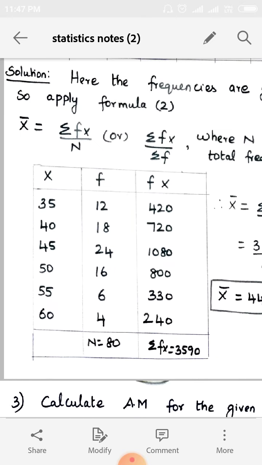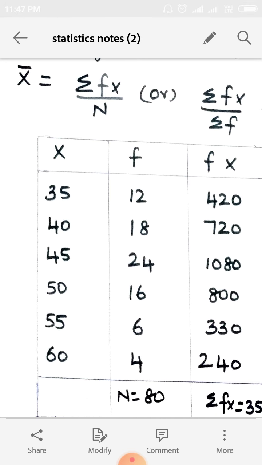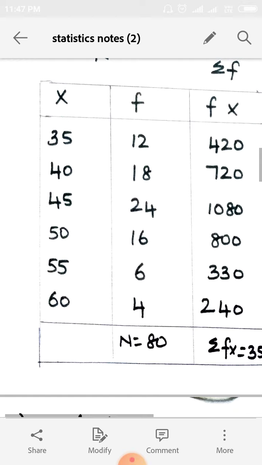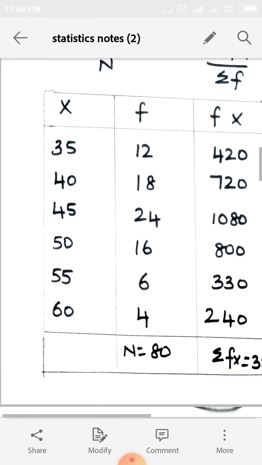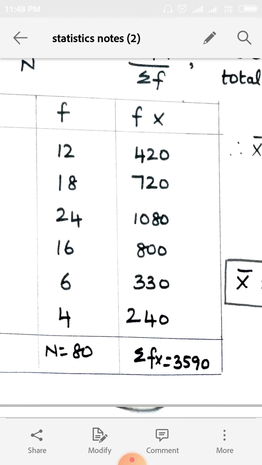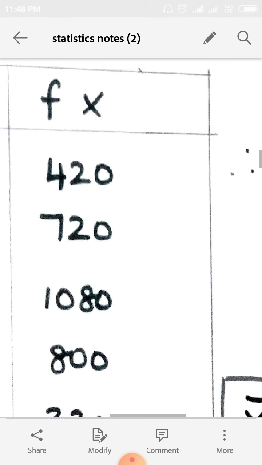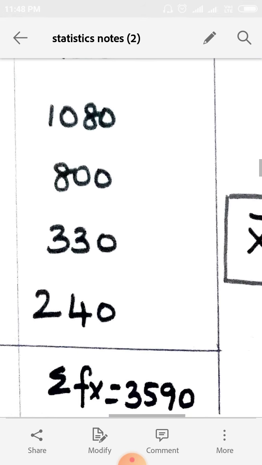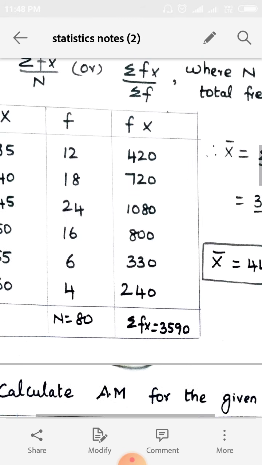And the next column is fx. Fx is nothing but f into x. That is 35 into 12 we get 420, 40 into 18 we get 720, 45 into 24 is 1080, 50 into 16 is 800, 55 into 6 is 330, 60 into 4 is 240. Multiplying x values and f values, we get fx. Now next we have to find summation fx. Summation fx is adding all the fx terms: 420, 720, 1080, 800, 330, 240, we get 3590. That is summation fx. Okay, that is the table.